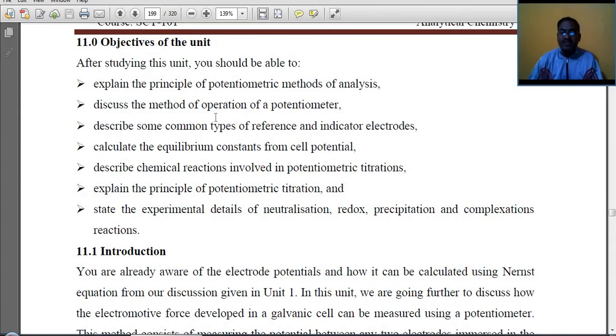types of reference and indicator electrodes, calculate the equilibrium constant from cell potential, describe chemical reactions involved in potentiometric titration, explain the principle of potentiometric titration, state the experimental details of neutralization, redox, precipitation and complexation reaction.